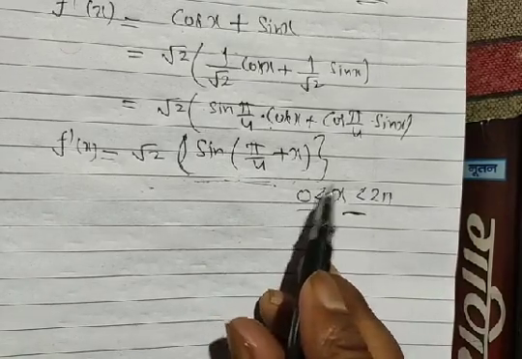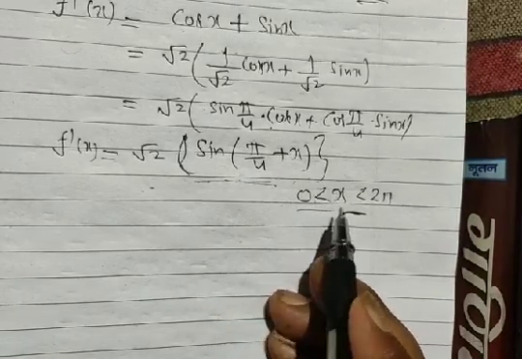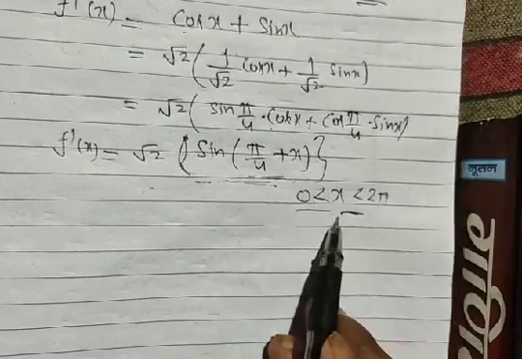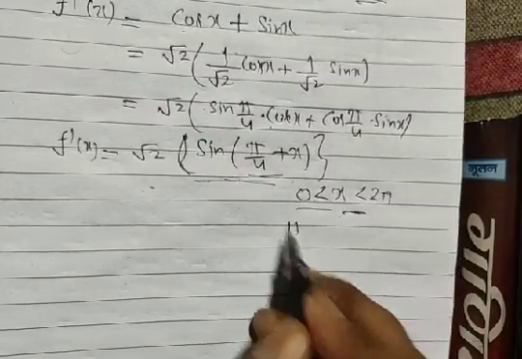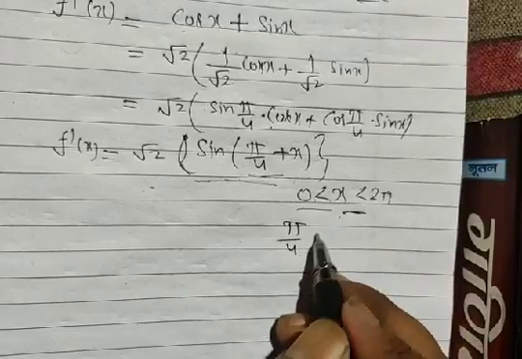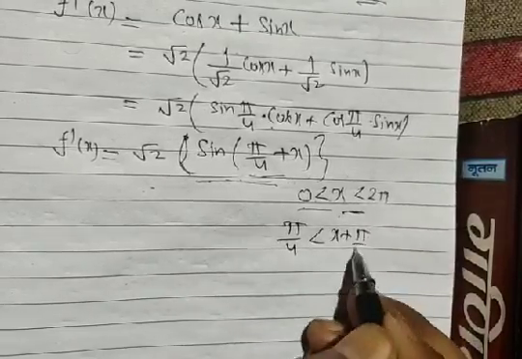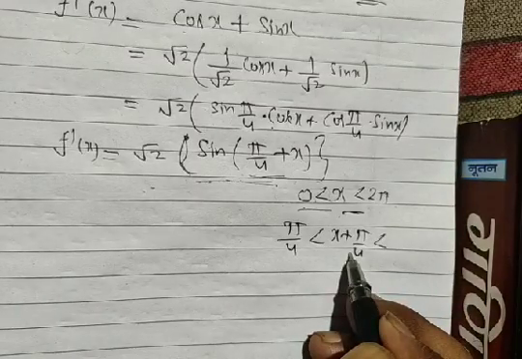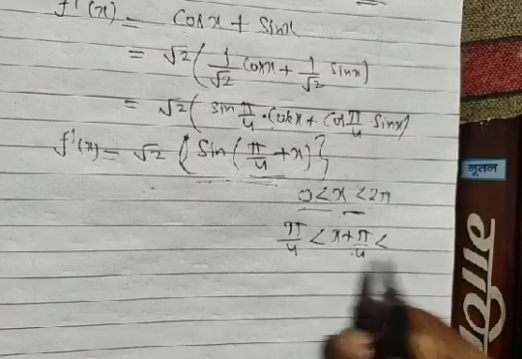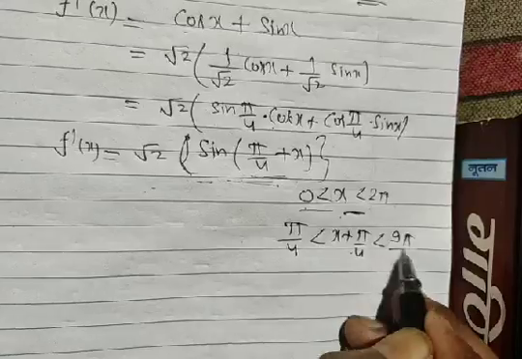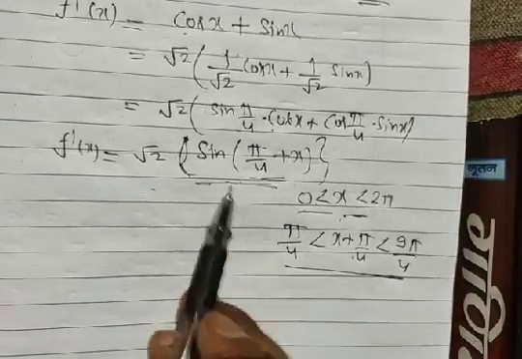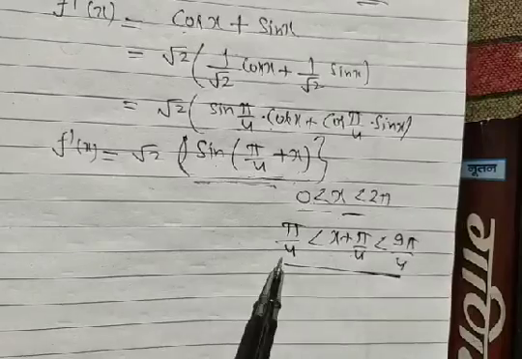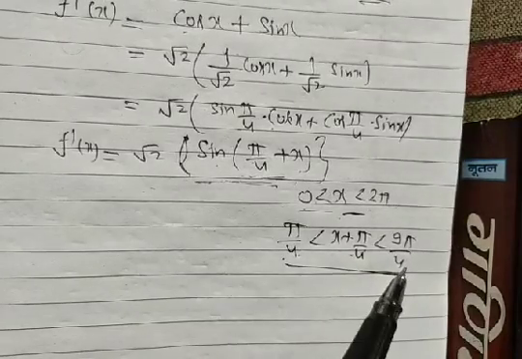Then what do we do here? We add pi by 4, so we get x plus pi by 4. Then 2 pi plus pi by 4, that is 8 plus 1, we get 9 pi by 4. Now this is our interval, because we have sin of pi by 4 plus x. So x plus pi by 4 lies between pi by 4 to 9 pi by 4.